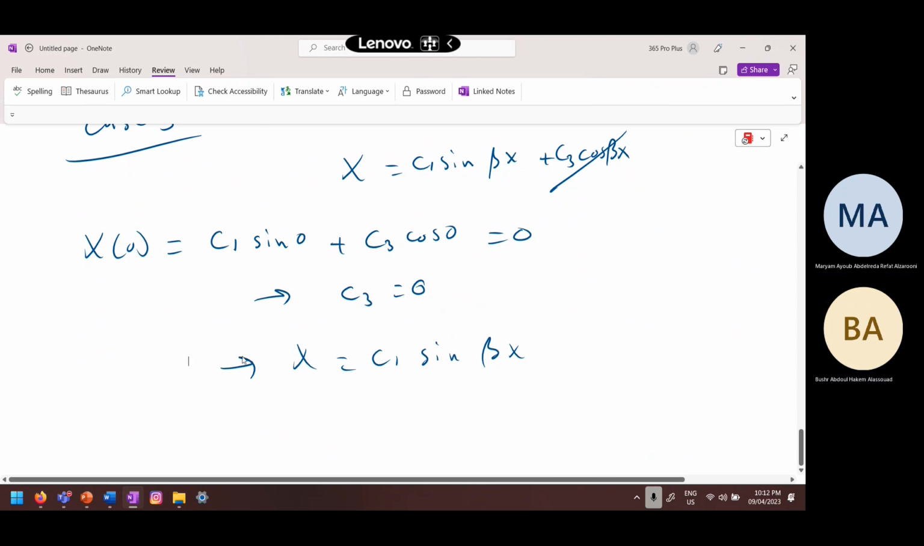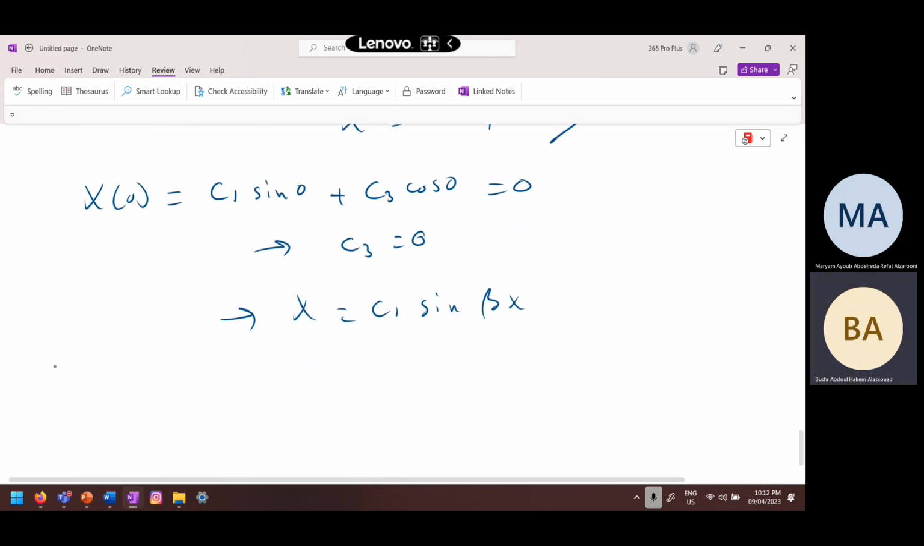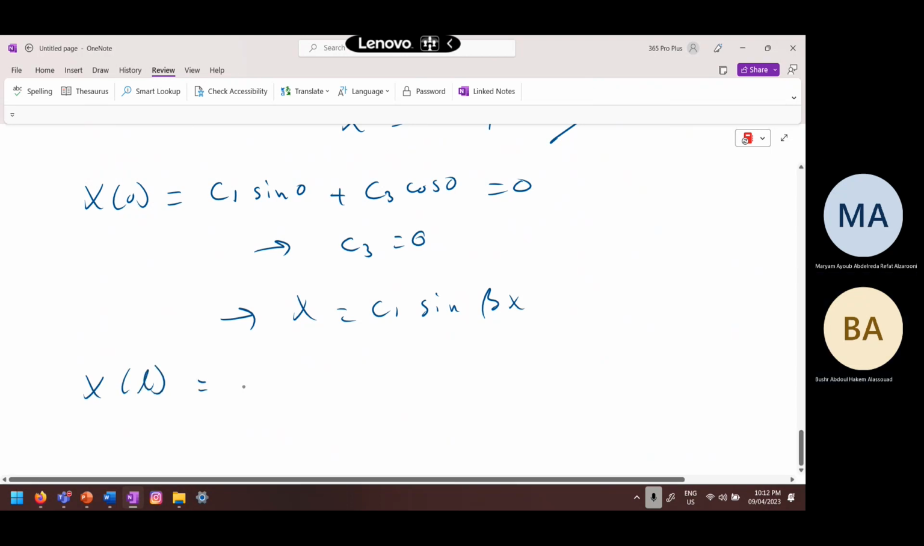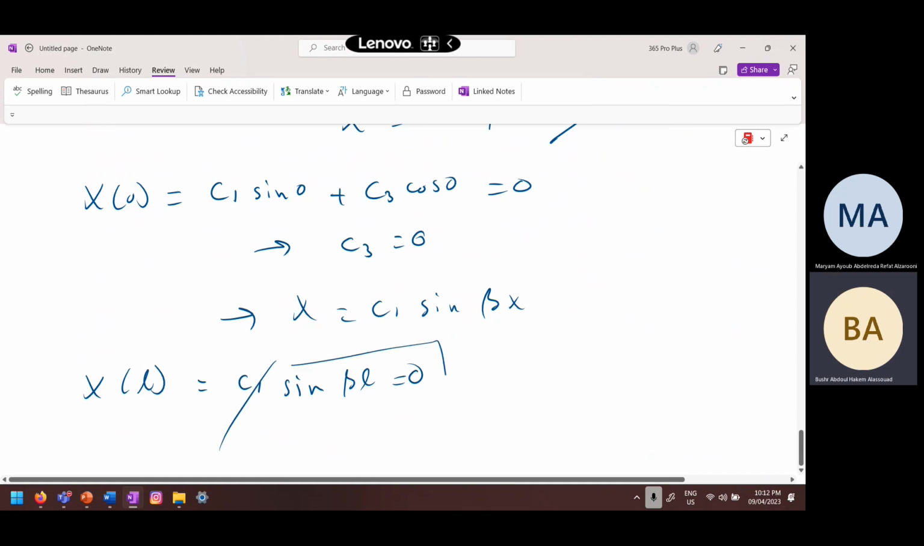Okay, now we use our second boundary condition, x of L equals c1 sine beta L equals 0. Cancel the c1 by dividing both sides. You will end up with sine beta L. Remember, you must end up with sine beta L for both methods, my method and the doctor's method.